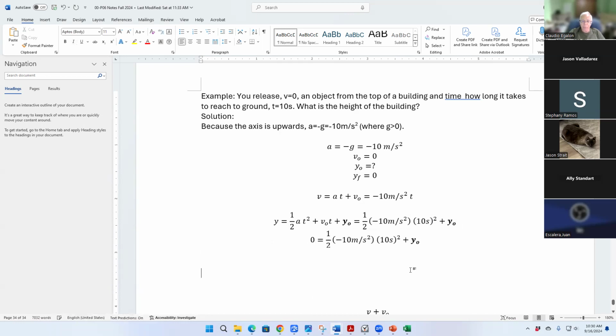Zero. Going to solve that, the negative goes outside, right? 10 meters per second square, we can get rid of this parenthesis. We are going to square this term here. 10 seconds square becomes 100 seconds square. And y naught is what we want to find. We can go to the next step, that is simplifying everything. 10 divided by 2 is 5. We still keep the negative sign, and then we have to multiply by 100. It becomes 500.